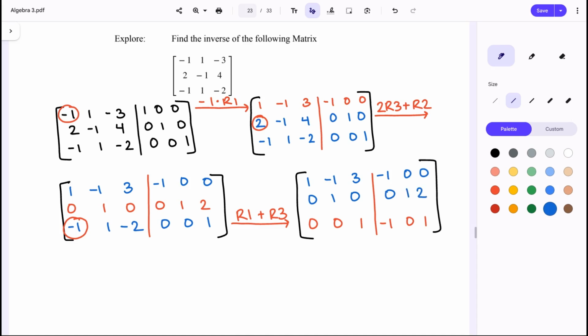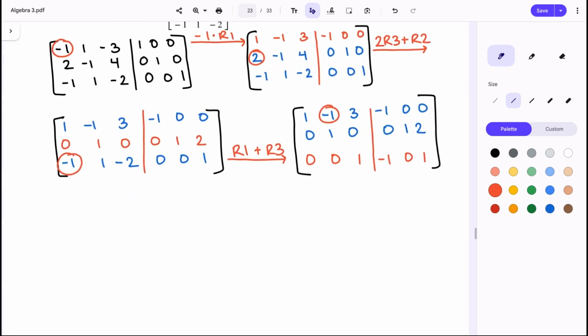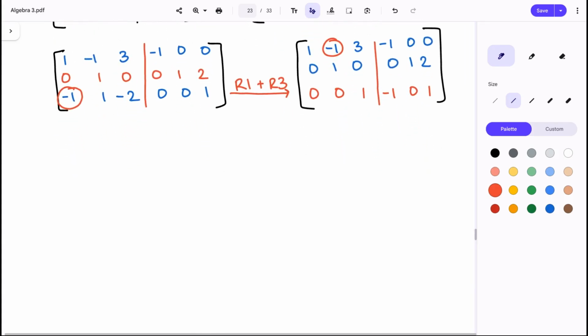Okay, so now I think the bottom 2 rows look great. It's showing up as that identity, so now I just need to mess with row 1 a little bit. So how can we make this become a 0? Add it to row 2. So row 1 plus row 2. So it'd be 1, 0, 3, negative 1, 1, 2.